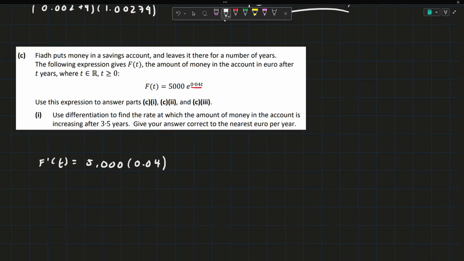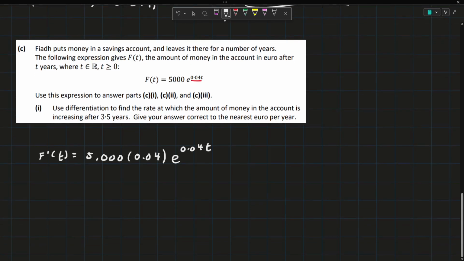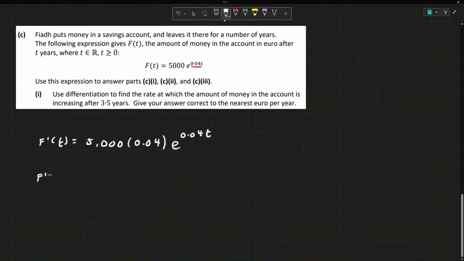And then the derivative of e to the power of something is just going to be e to the power of that thing unchanged. And that's our value. That's what f prime of t is. So then to find f prime of 3.5, we just replace all the t's with a 3.5. So we'll have 5,000 times 0.04 times e to the power of 0.04 times 3.5.